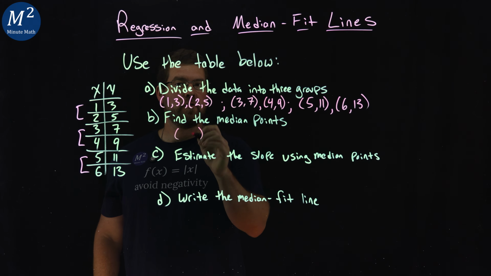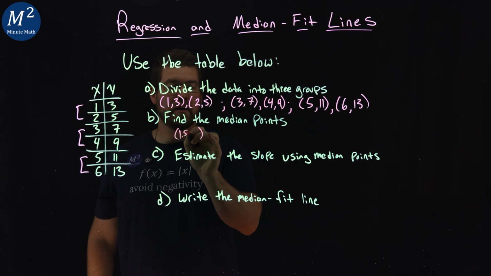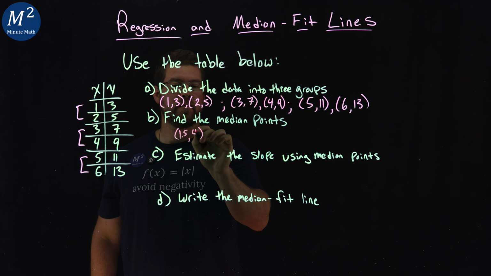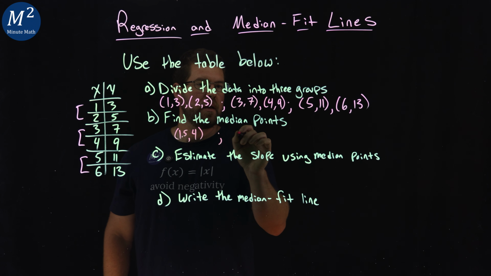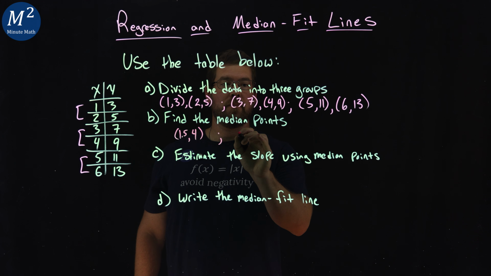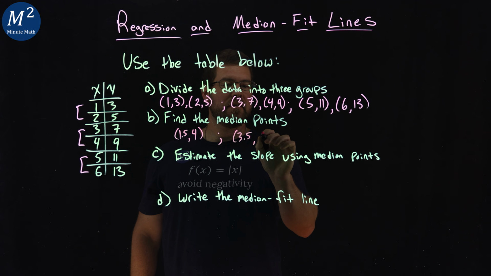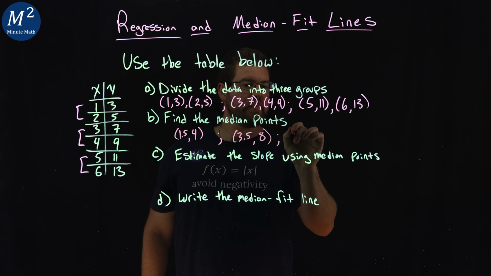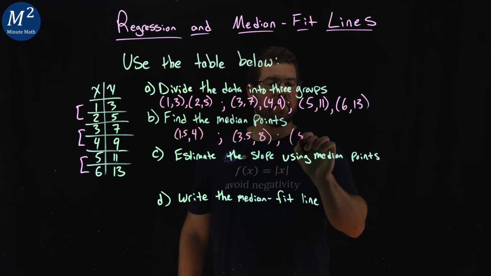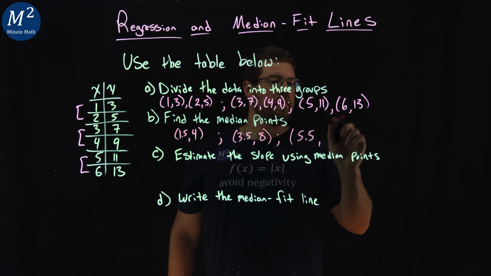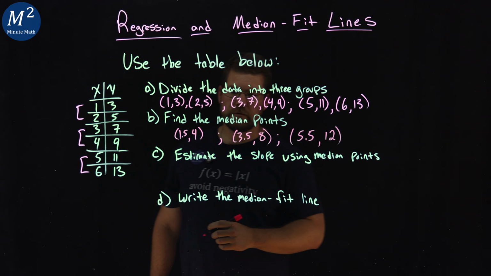So between 1 and 2, the halfway point is 1.5, and between 3 and 5 is a 4. 3 and 4, halfway point is a 3.5. And between 7 and 9 is an 8. And lastly, between 5 and 6 is a 5.5. And 11, 13 is a 12.